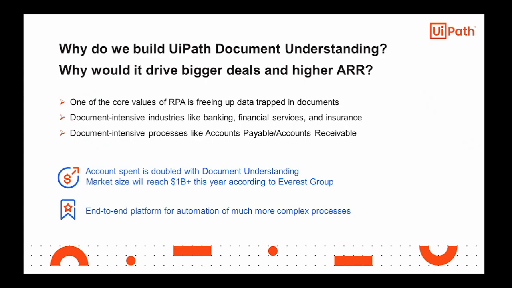Speaking about revenue, most importantly, our current pipeline shows us that the account spend is often doubled when document understanding is added to the deal. Additionally, the Everest Group estimates the market size for 2020 as $1 billion. This makes this market promising for us, as we provide our customers with an end-to-end platform for automation of much more complex processes. These high-volume and highly manual document processing tasks require advanced AI skills to automate them.